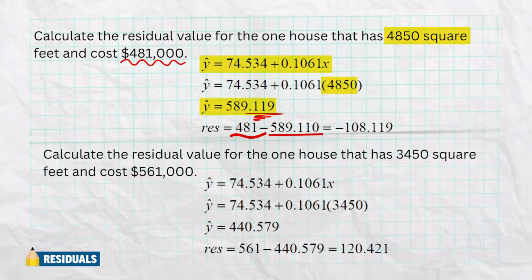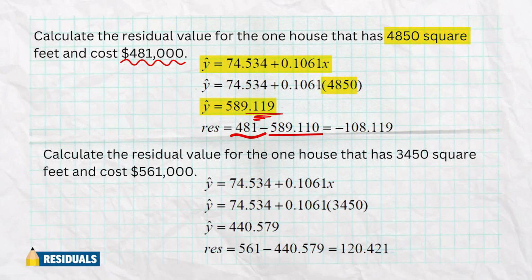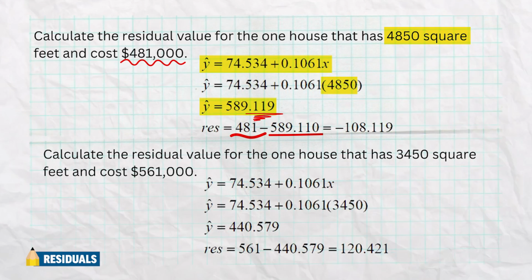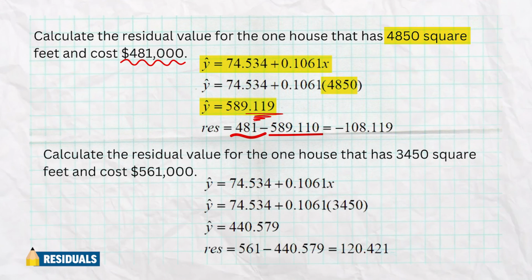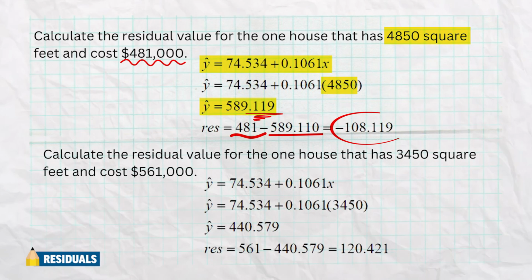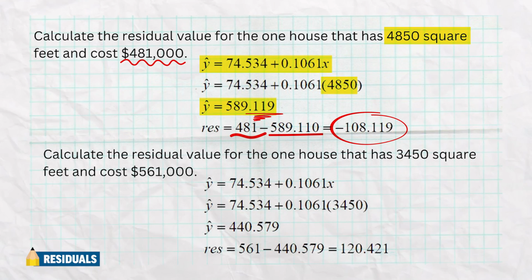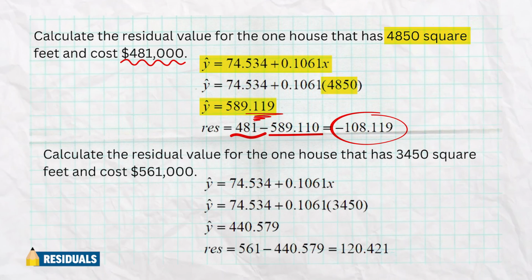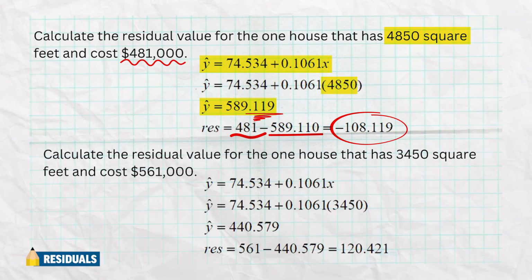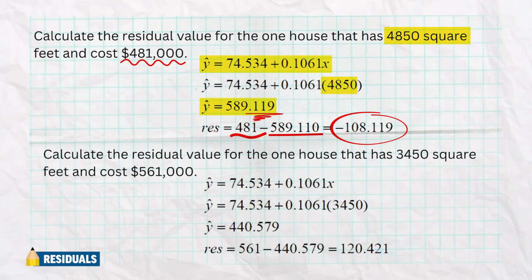Make sure you get that order correct. I always think actual is first because it starts with an A, being the first letter of the alphabet. So the actual minus predicted produces a negative residual. That makes complete sense because the actual price was below what was predicted, and it was negative $108,000 below.